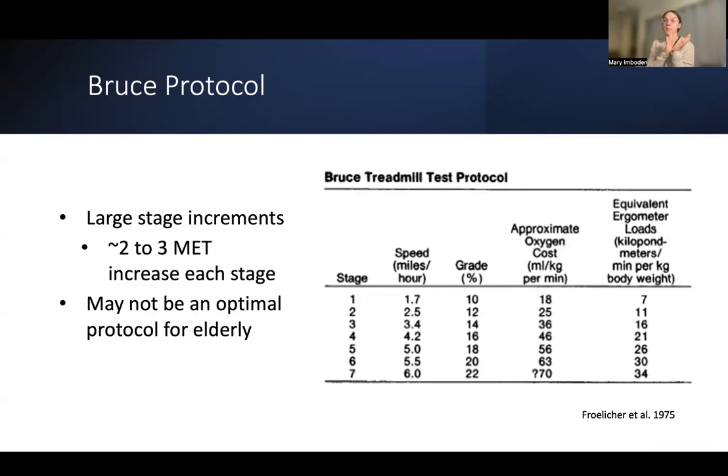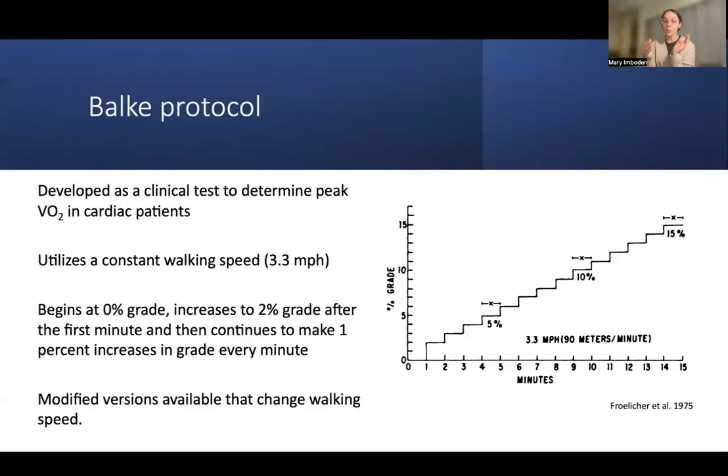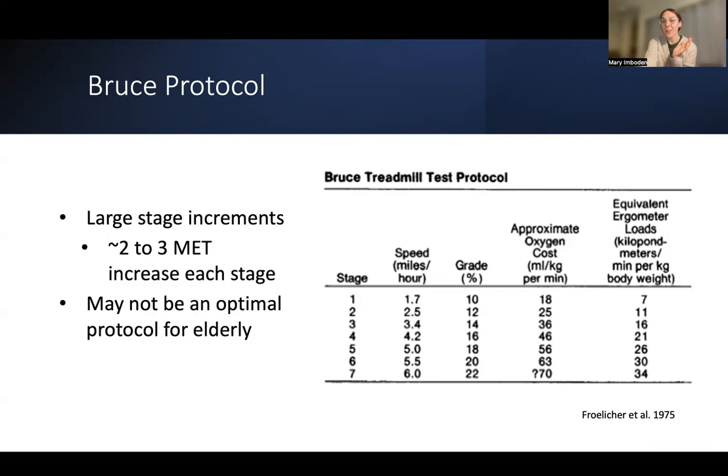So let's say someone is just fine at 2.5, 12% grade. And then all of a sudden you bump them up to the next stage and they're at 3.4, 14% grade, and they're hanging on for 12 seconds, right? Well, they technically got to that speed and grade. They technically got to that next stage, but they didn't really work through even a full minute of that stage to get a good idea of what their blood pressure and heart rate are at that workload, because the heart rate at 12 seconds into another stage is still adjusting for that increase in intensity.